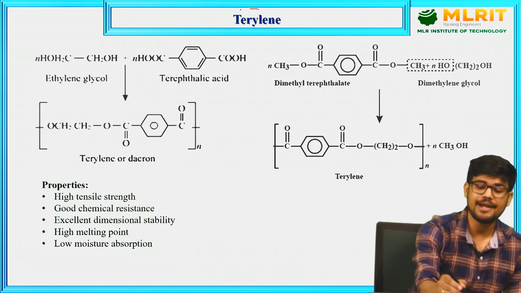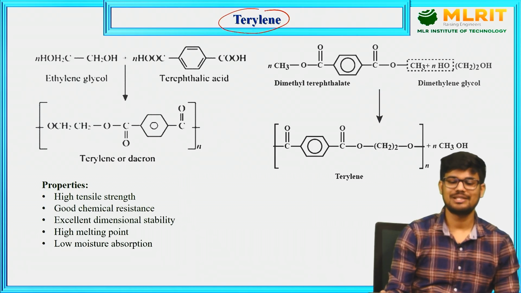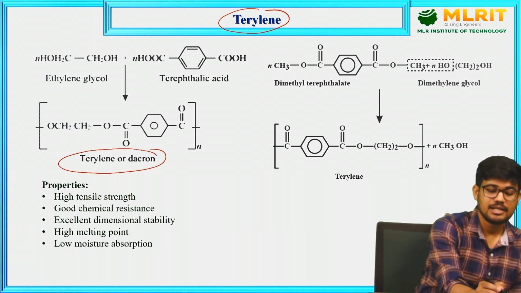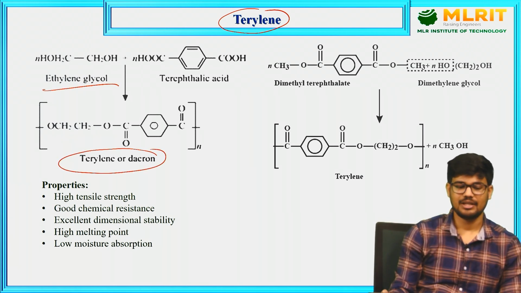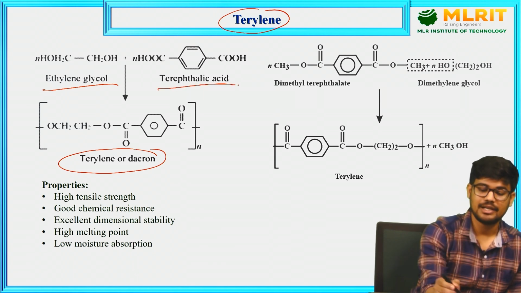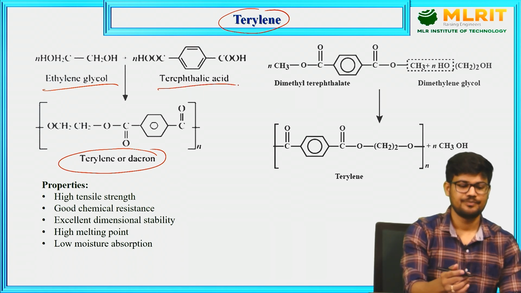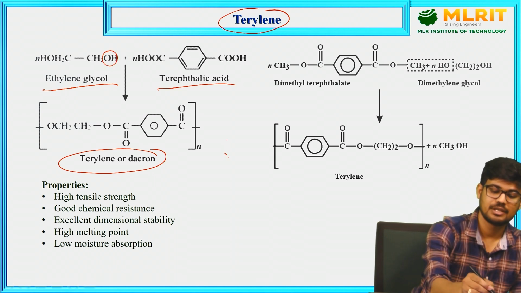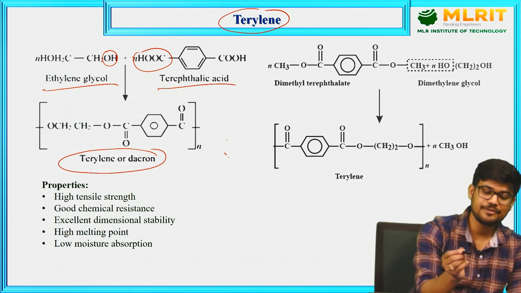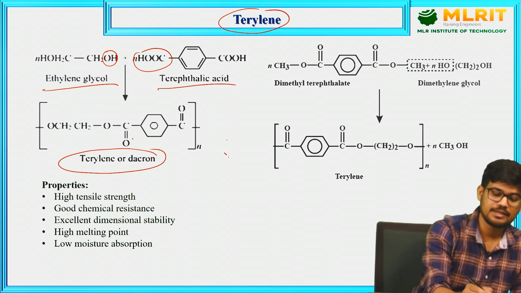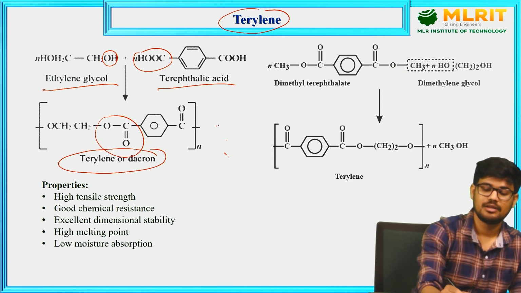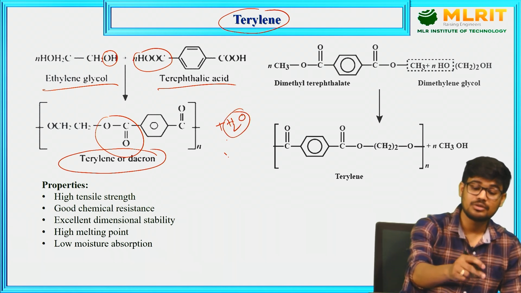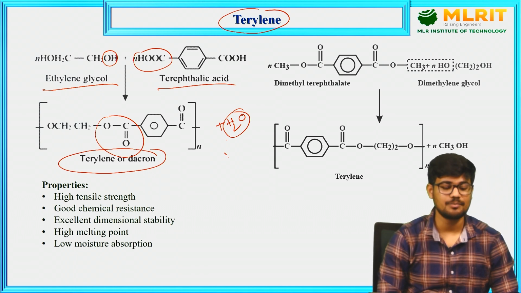Now come to the second example, that is terylene. Terylene is the generalized word. So how will we synthesize terylene? You have to take ethylene glycol. This is one monomer. Then terephthalic acid, this is another monomer. Now this OH is one functional group, and COOH is another functional group. If they combine, they will form this ester link, and as a byproduct, water will be released. So that's why this is one example of condensation polymerization.